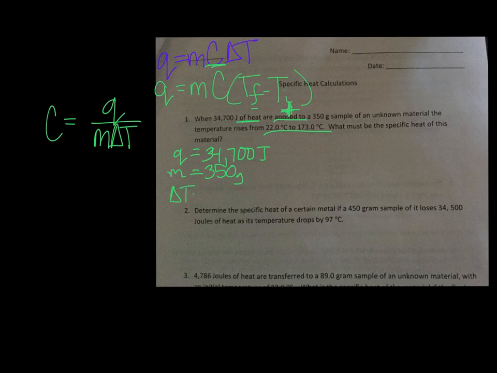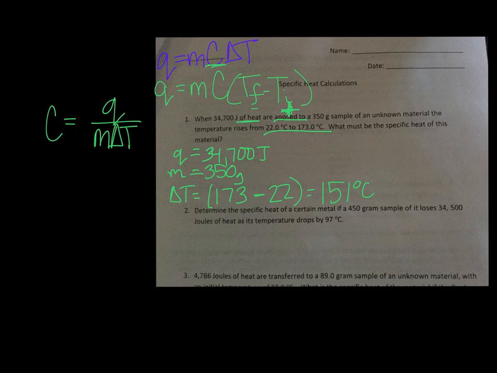So delta T is going to be T final minus initial. So 173 was our final. Our initial is 22. So we get 151 degrees Celsius. The cool thing about thermo, we don't have to convert that to Kelvin anymore. It's not necessary. Gas law is absolutely necessary. For thermochemistry and thermodynamics, not always necessary. You can, but you don't have to. Okay, so we're going to leave it Celsius.